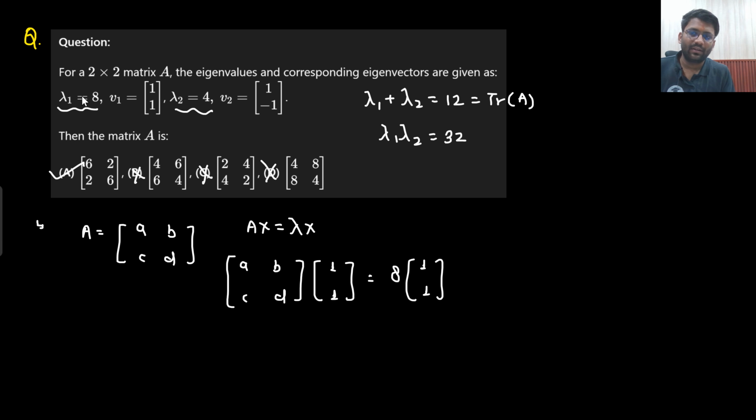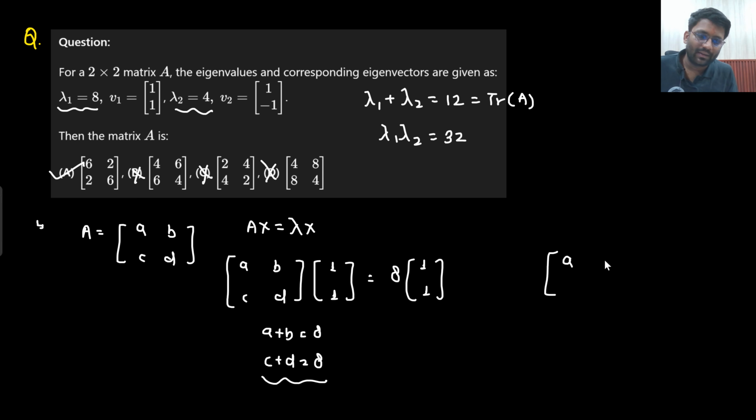This is your v1, lambda 1, which is 8. So this is being multiplied with the matrix, and you will get the same answer. So what is the answer you are getting? a plus b equals 8, c plus d equals 8. Then you can check the options: if one of them is matching, a plus b and c plus d equal to 8, then only one option is matching. So this was a very easy question actually. You don't even need to check the options.